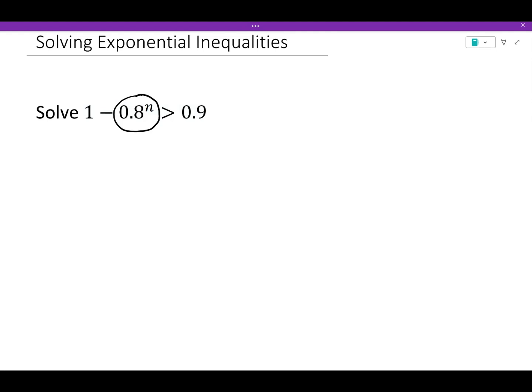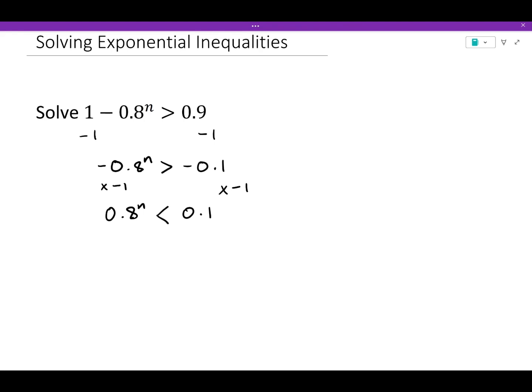Now the first thing we're going to do is rearrange the inequality to get the exponential term on its own. So I'm going to subtract 1 from both sides, so I'd get negative 0.8 to the power of n is greater than negative 0.1. Now, I don't like the negative sign in front of the 0.8 to the power of n, so I'm going to multiply by negative 1 on both sides. So we get positive 0.8 to the power of n, and we get positive 0.1. And because we multiplied by a negative, I'm going to have to flip my inequality symbol, so it's going to become a smaller than, like that.